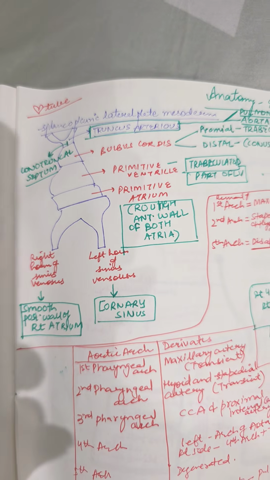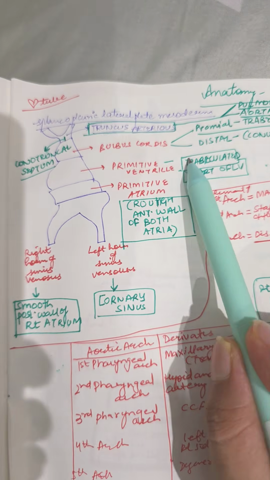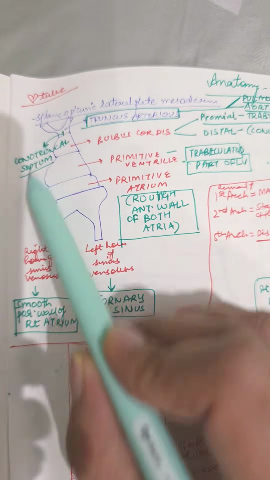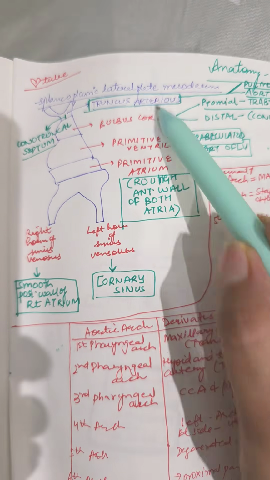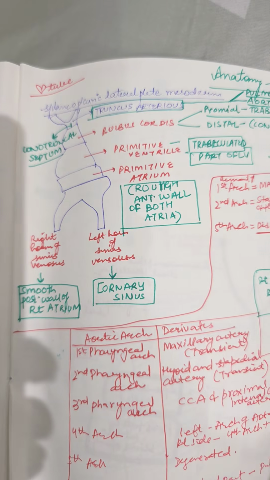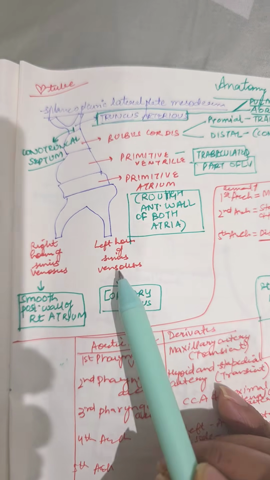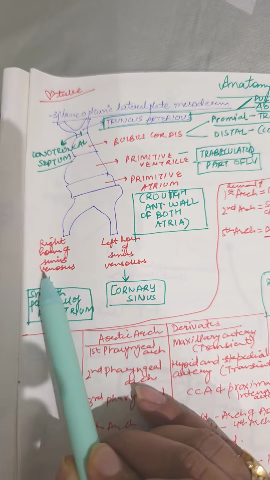Hello everyone, let's have a discussion on the very important topic for the NEET PG, that is the development of the heart tubes. So we have to see how the heart tube is developed. We have the sinus venosus.